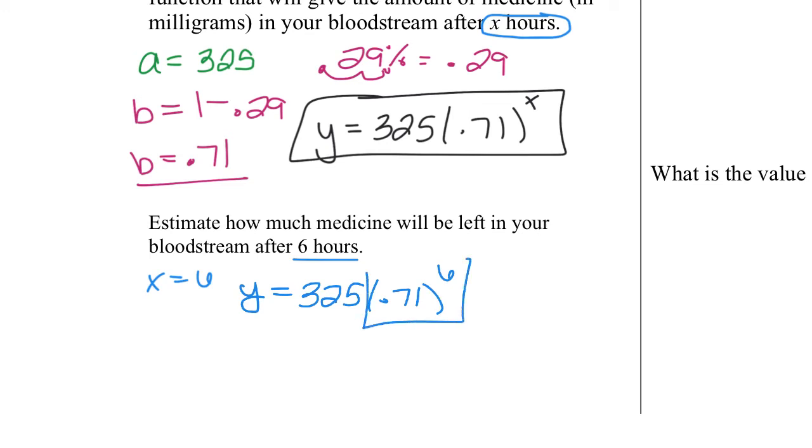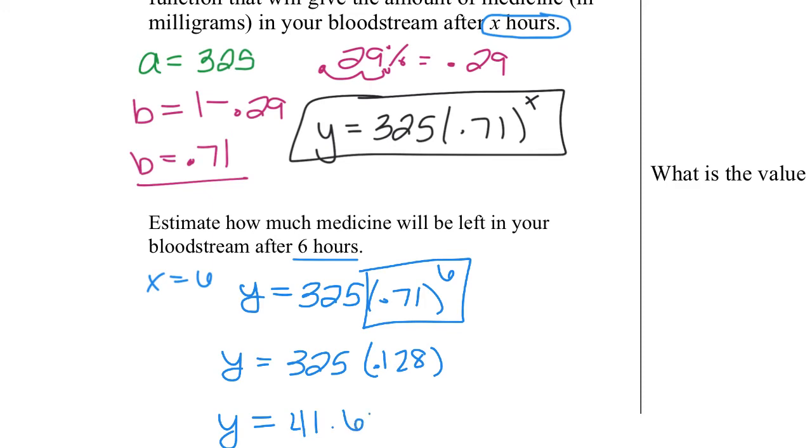So first, use your calculator to help you with the exponent. So 0.71 to the 6th, which will give us 0.128. Then we can multiply 0.128 times 325 to give us 41.63. So the amount of milligrams left in our body after 6 hours is about 41.63.